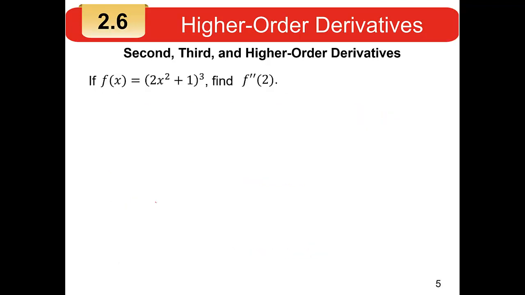How about this one? If f of x is equal to the quantity 2x squared plus 1 all cubed, find the second derivative evaluated at 2. In other words, find f double prime evaluated at 2. In order to do that, we've got to find the second derivative. In order to find the second derivative, we have to find the first derivative.